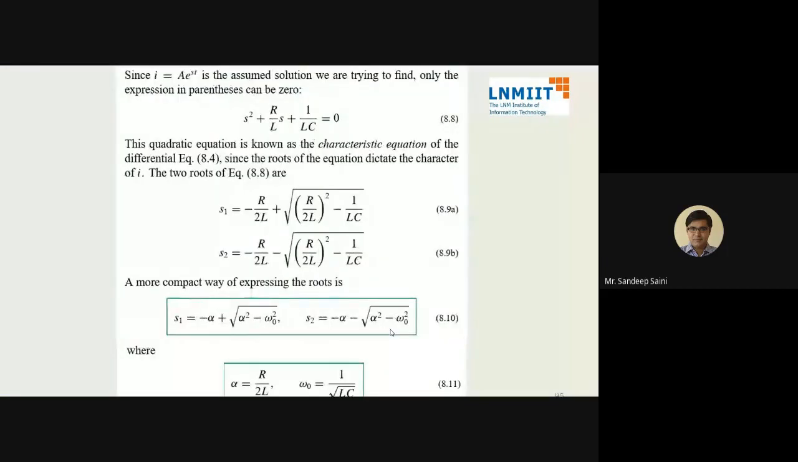So now we said that a into e raised to power st times this equals 0. A into e raised to power st is definitely not 0, because that is what we are assuming as our answer. If the answer is 0, why are we solving? That means s square plus r by l s plus 1 by lc is equal to 0. Now this is a very simple quadratic equation in s. It will have two roots, one is s1, one is s2. Is it clear?